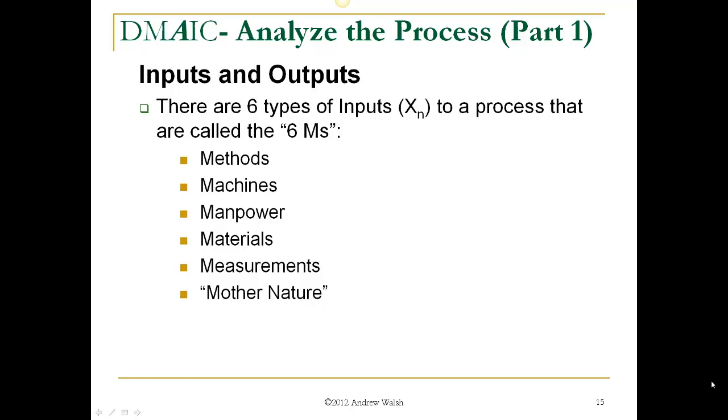Now the methods could be described as your SOPs, the machines as the equipment that you use for manufacturing. Manpower obviously is the labor pool that you're using. Materials would include your raw materials or work in process. And measurements would be the actual measurements you take on these raw materials, work in progress, and finished product. And then, of course, Mother Nature has her way of affecting maybe temperature, pressure, and relative humidity all along the way in this process.